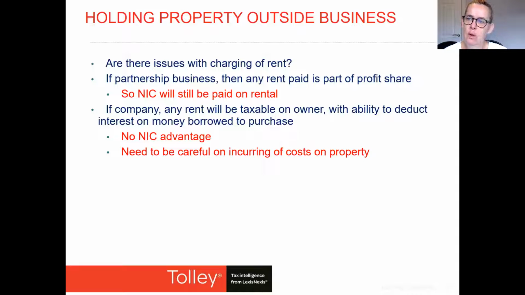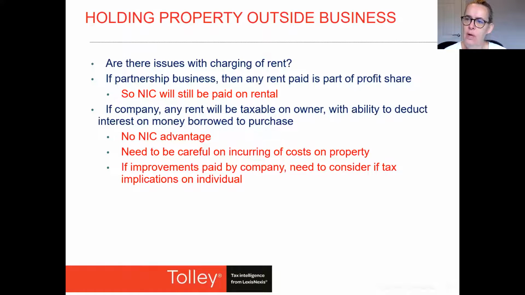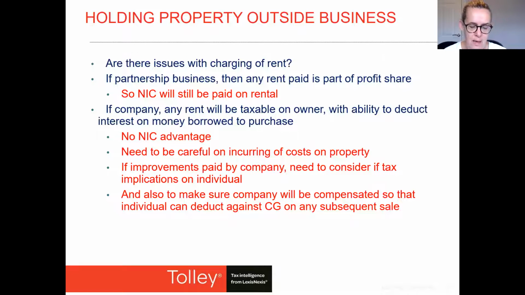Obviously, you need to be slightly careful about incurring costs on the property. One of the issues that I see quite often, or I do get asked questions about, is where you have got a property owned personally by a director shareholder, where the company is incurring costs on the property. Now, if there is not a formal lease in place, you need to be careful, because HMRC may well argue that that is a benefit in kind on the individual. What you can do, however, is put in place a formal lease, which would then allow the company to make leasehold improvements. And then what you would normally do in that situation is have the company being compensated for any improvement work they've done if the property is sold, which would then allow the individual selling the property to claim those costs as an enhancement.